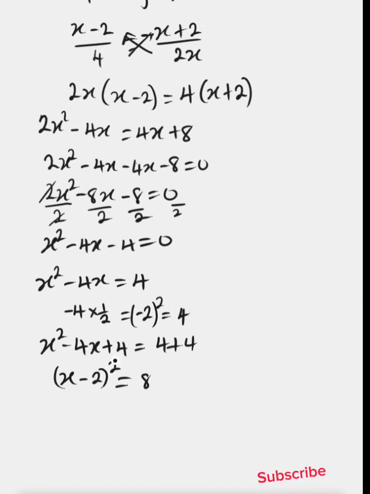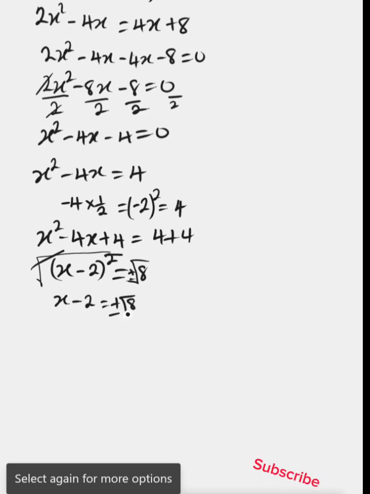To simplify, take the square root of both sides of the equation to eliminate the power. So I'll take the square root, we introduce plus or minus. So the square would be cancelled by the square root. I have x minus 2 equals plus or minus the square root of 8.